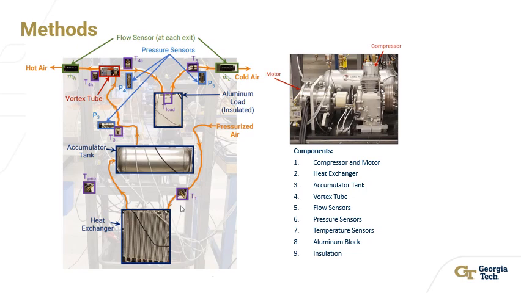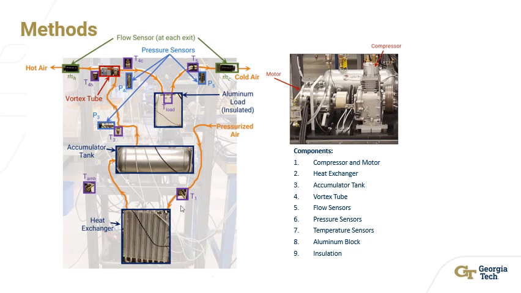Accumulator tank. Functioning as a buffer, the accumulator tank smooths out pressure variations from the compressor, providing a consistent airflow to the vortex tube. Vortex tube. This splits the air into two streams, segregating into hot and cold flow based on temperature. Flow sensors are located at the exits for both the hot and cold air streams. Flow sensors measure the respective mass flow rate.